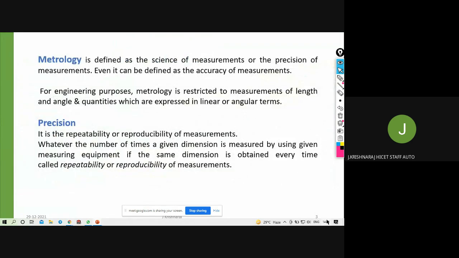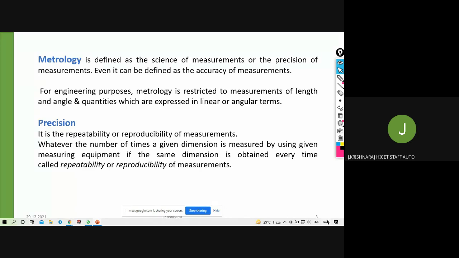Yes. So metrology is the science of measurement. Metrology is the science of measurement, or the precision of measurements. It can be defined in many ways, like the accuracy of measurements. All these terms define metrology, right? For engineering purposes, metrology is restricted to the measurement of length, angle and quantity in most cases, right? Metrology has a wide range of applications. Scientific applications are there, and engineering applications are separate. Likewise, it has separate areas. In our engineering applications, it is restricted to measuring length, angular measurements and quantity.